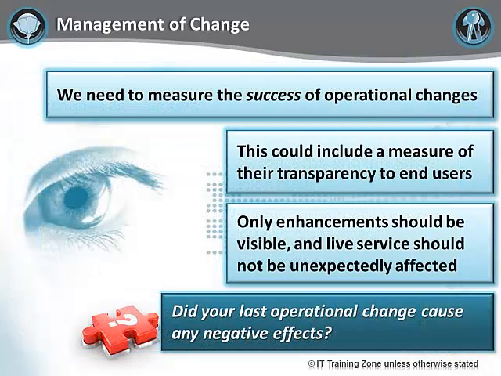The last area to consider for operational changes is how to measure their success. The ITIL core volume suggests we measure the success of operational changes by their transparency to end users. Only enhancements should be visible, without any degradation or interruption to live service. Think about the time you upgraded some operational hardware or software. Was there any negative impact to end users?